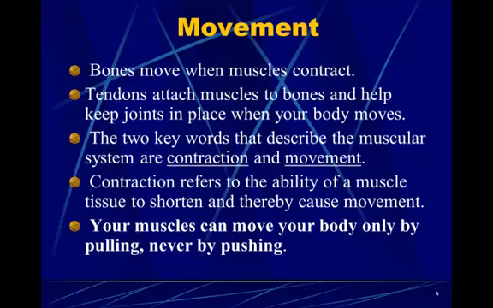The two key words: contraction, which shortens the muscle, pulls on the bone and creates the movement. Contraction refers to the ability of a muscle tissue to shorten and thereby cause the movement because it's attached by a tendon to the bone. So your muscles, you need to realize, they pull. They never push. They're pulling by contracting and shortening, and that's what's doing the pulling.